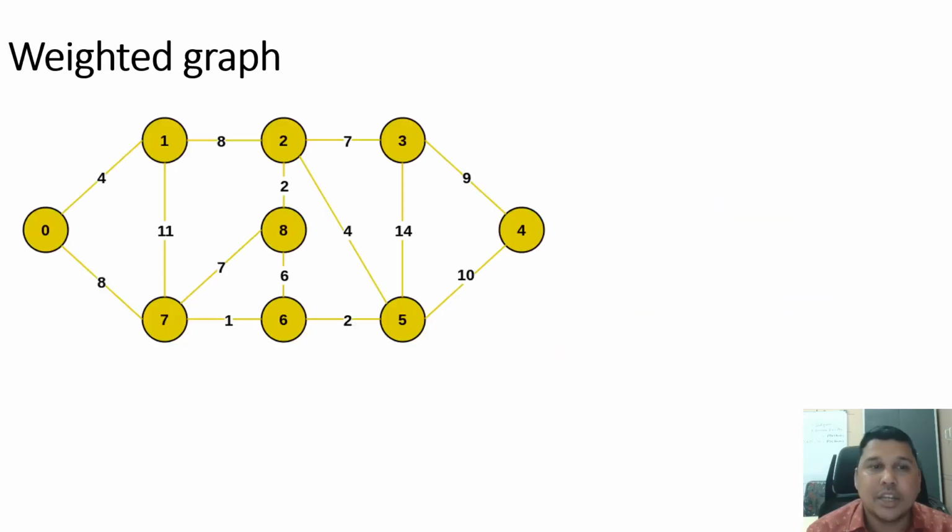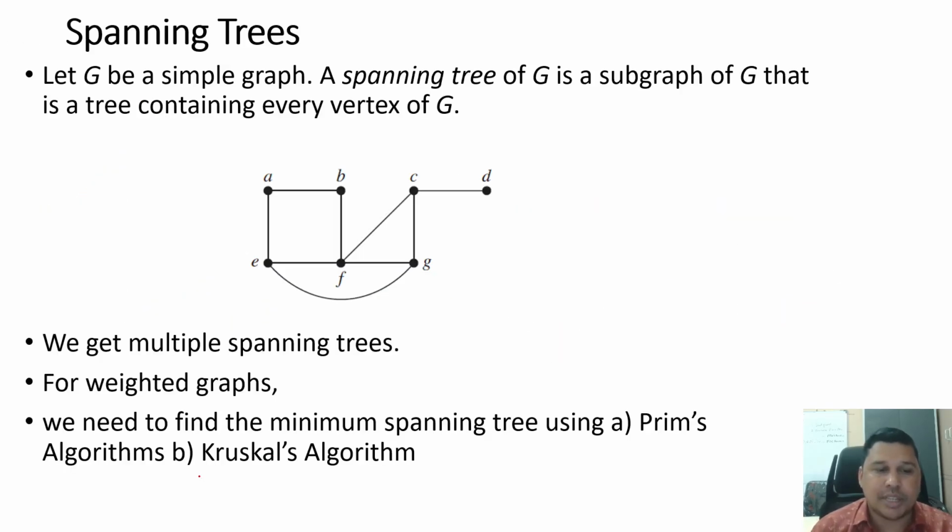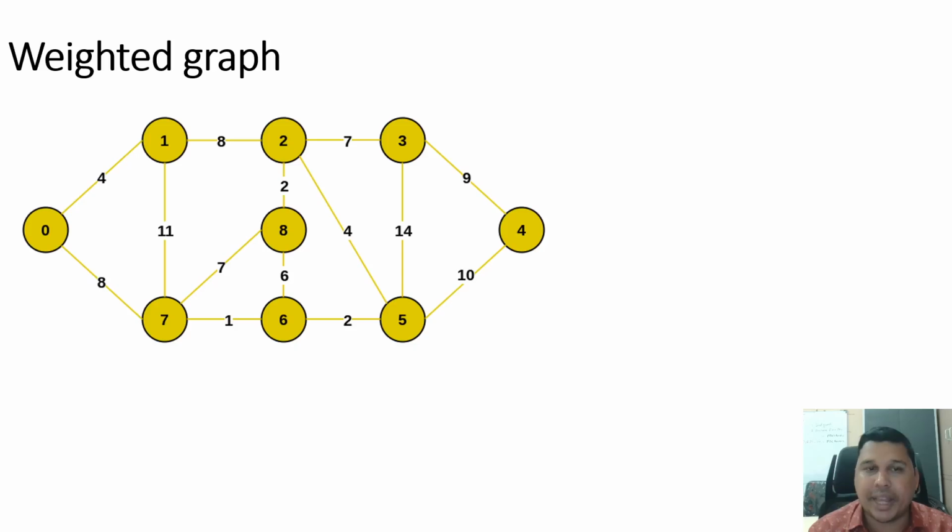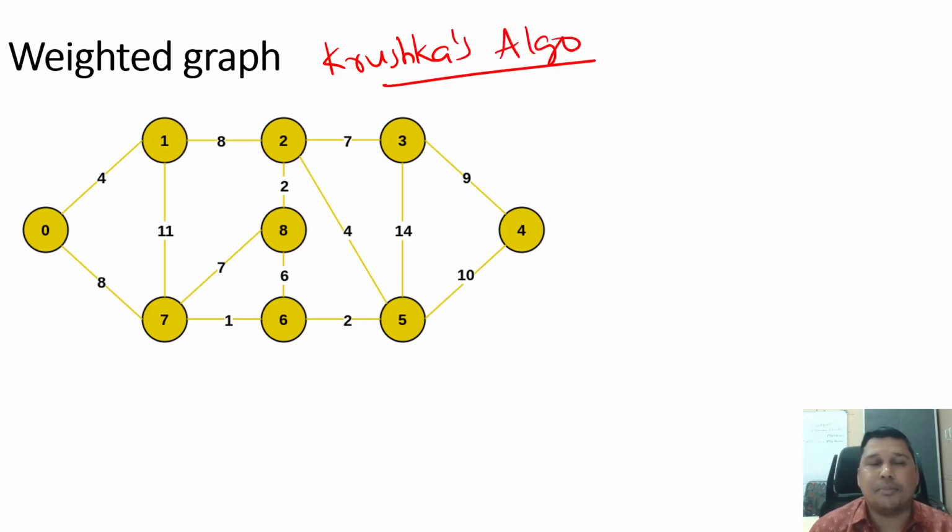The next one is Kruskal's algorithm. The next algorithm is Kruskal's algorithm, which is very easy. This is easier compared to Prim's algorithm. Let's try to apply Kruskal's algorithm for this graph. How do we solve this? Again, let me list down these vertices: 0, 1, 2, 3, 4, 5, 6, 7 and 8. So these are the vertices I have drawn.